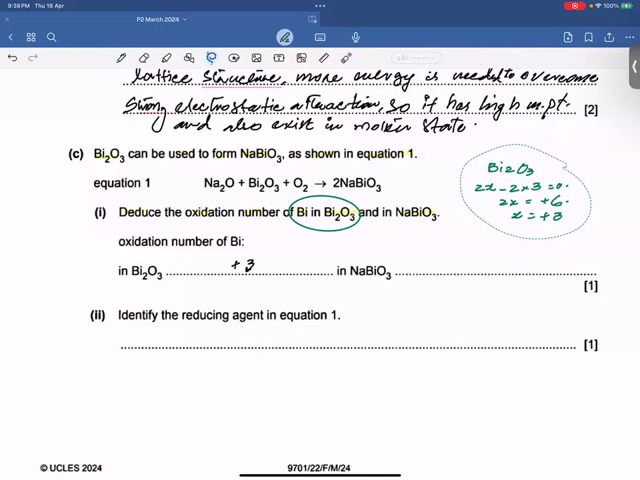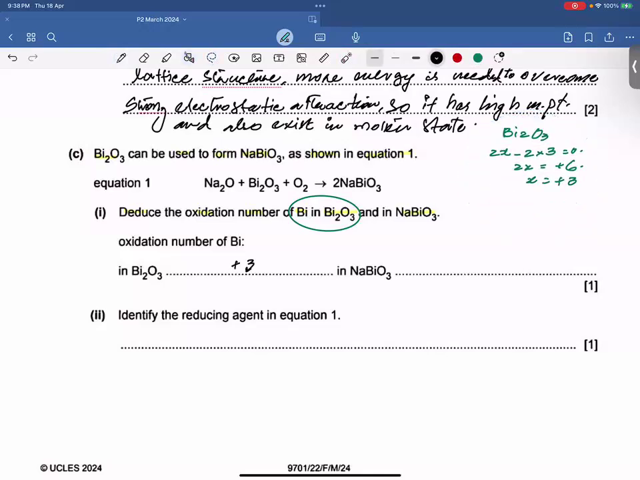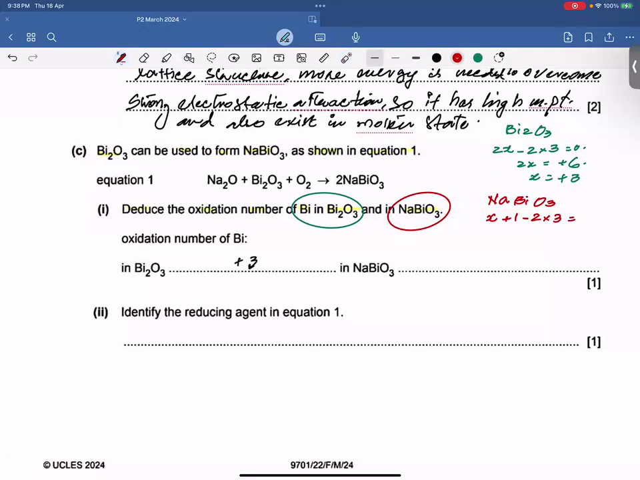Similarly, we need to find out the oxidation state of bismuth in this compound, NaBiO3. Bismuth, let's suppose, is X, because we need to find out its oxidation state. Sodium belongs to group 1, so it has a +1 charge. Oxygen belongs to group 16, so it has a -2 charge. We have 3 oxygen atoms, so times 3. Since the molecule is neutral and has no charge, the total equals 0. And therefore, the oxidation state is going to be +5. Okay.